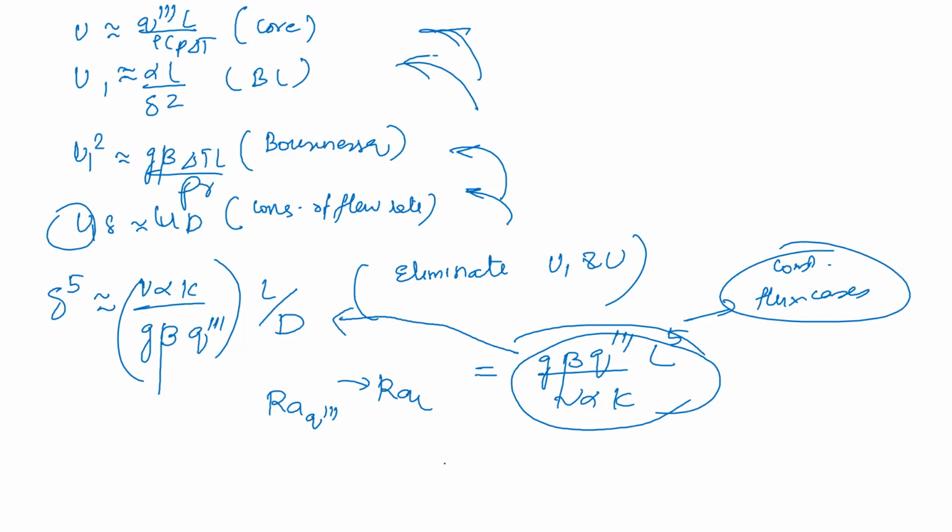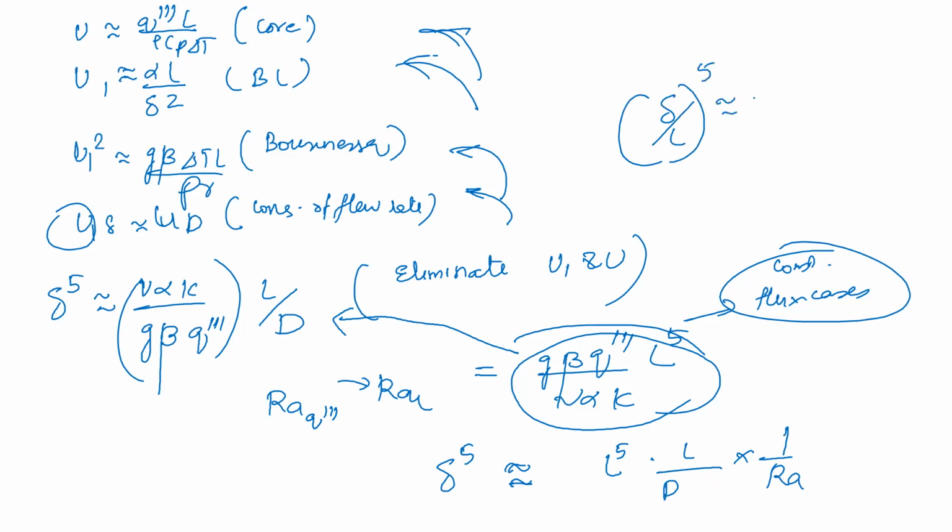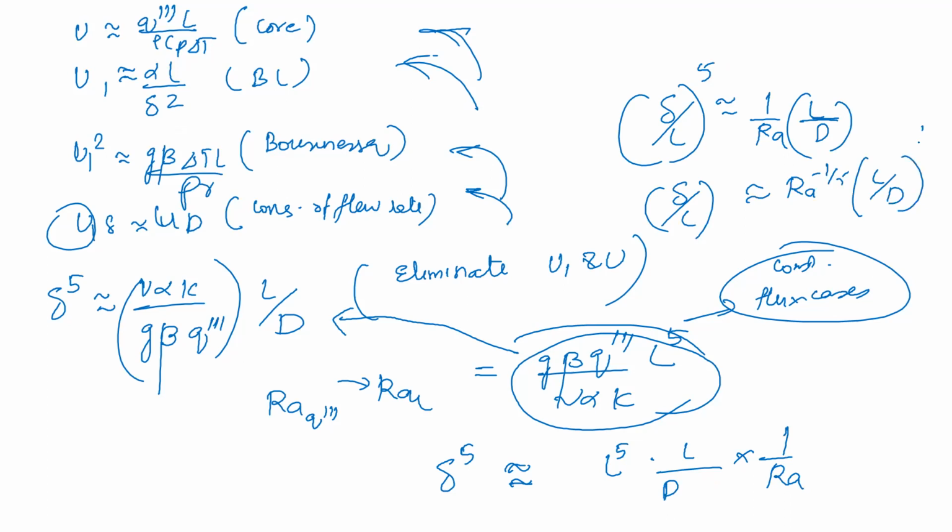You can see delta raised to 5 is approximately scaling with, how much? L raised to 5 into L by D into 1 by RA. Or bring it to the other side, it becomes delta by L raised to 5 scaling with 1 by RA into L by D, right? So delta by L is scaling with RA raised to minus 1 by 5, L by D raised to 1 by 5.